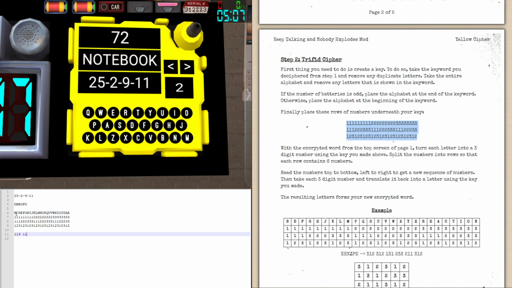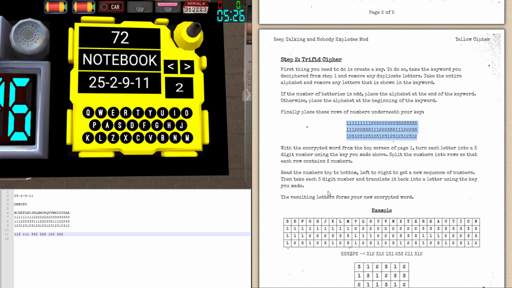B is 111. Then R, finding R, is 332. O is going to be 222. F, if we find F, is 122. And then O again is going to be 222.